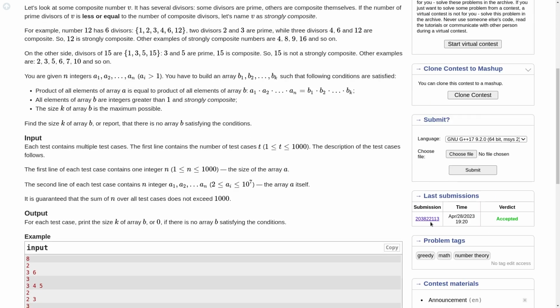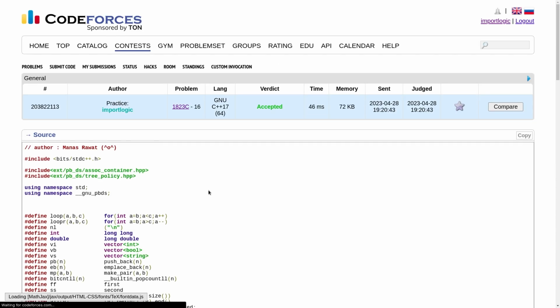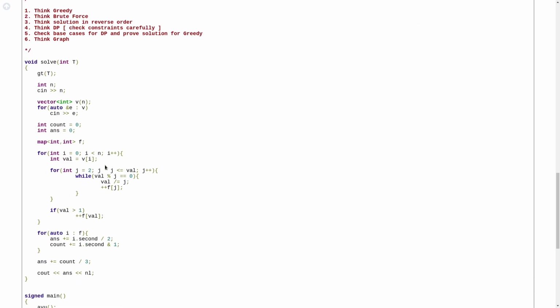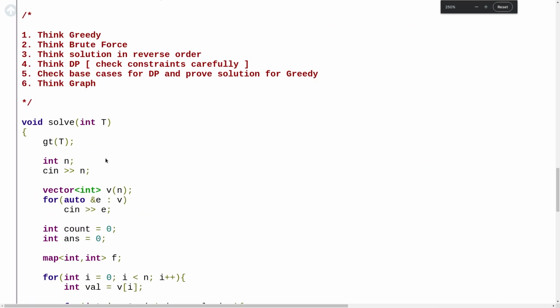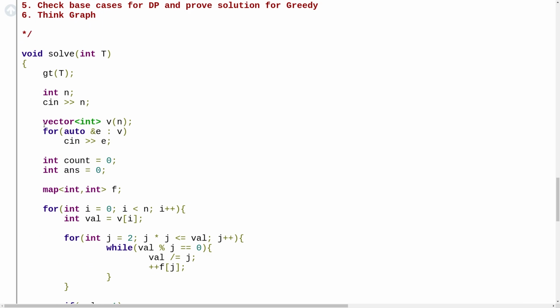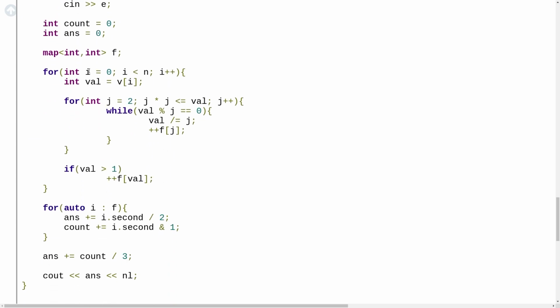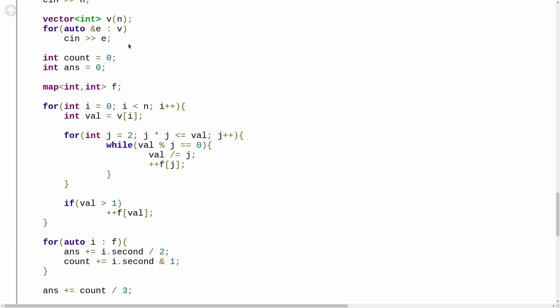So let me just show you the code for this particular problem now. I personally found this problem very interesting because it required some cool mathematics. I have a vector v of size n, and I've taken input in it. Now I initialize two variables, count and answer. There's a map that I've created which will denote the frequency of the prime divisors of all the values of v, right?